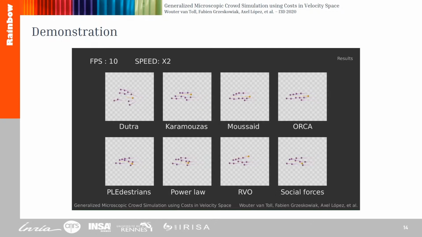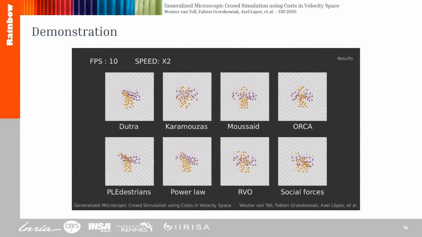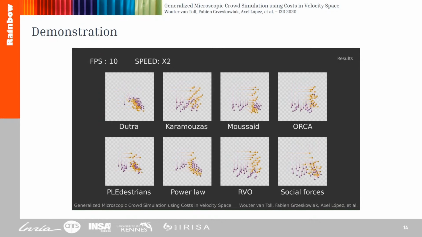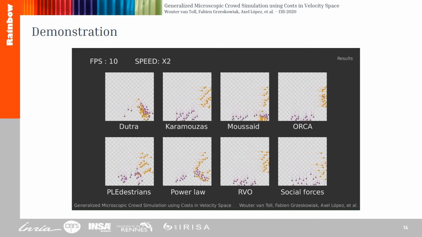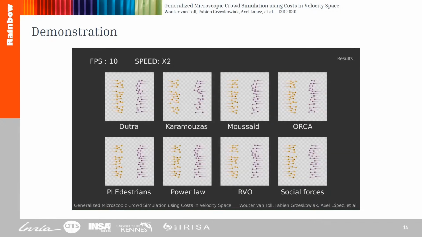This is a fragment of the supplementary video for this paper. It's just a proof of concept to show that one implementation, one principle can indeed replicate many different collision avoidance algorithms. So we show 8 different state-of-the-art collision avoidance methods side by side.